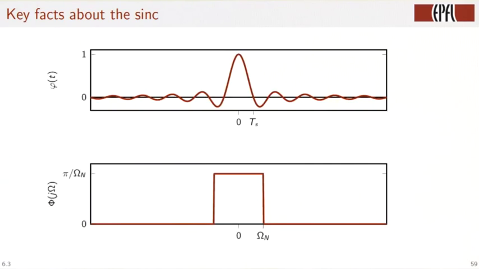It is much nicer to see this in pictures, so on the top you have the time domain function, it is 1 at the origin, and at all multiples of Ts it has zero crossings, and the Fourier transform of phi(t) is the box function between minus omega N to omega N, and properly scaled in height to pi over capital omega N.